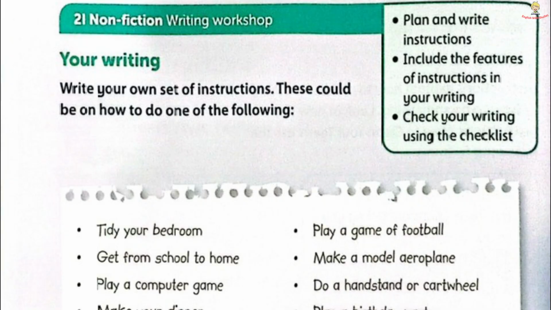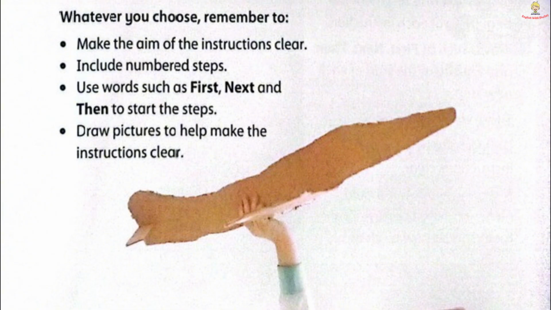Now move to the next page. You are writing. So now you have to write instruction. Write your own set of instructions. This could be on how to do one of the following. So from here you have to choose any one topic and then you have to write instruction on that topic. Tidy your bedroom, get from the school to home, play a computer game, make your dinner, play a game of football. So you have to choose one of the topics from here and then write instruction.